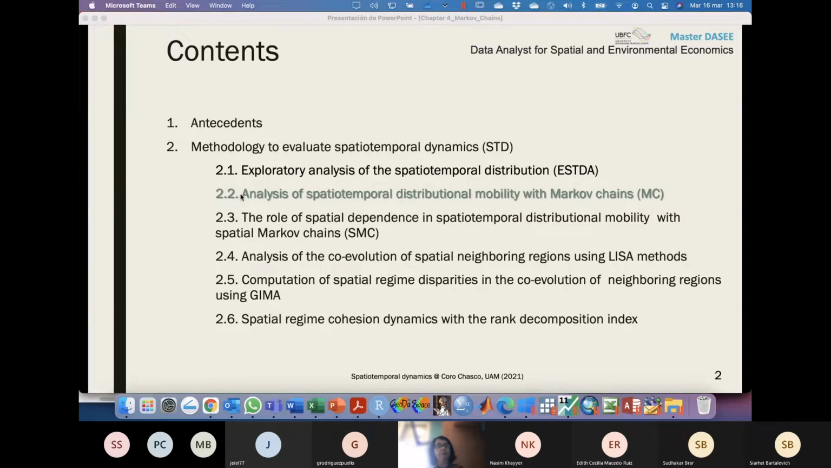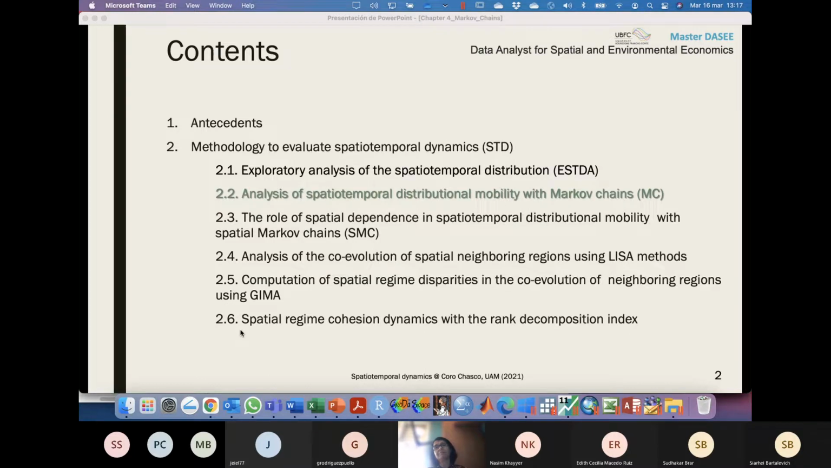this is the second step. So after the exploratory analysis with the box plots or the scatter plots and Moran's I in order to look for regimes, spatial regimes, or with data kernels too, we go further. A new step will consist in the analysis of this distributional mobility with Markov chains. So now we are not taking into account the spatial dependence issues; this is what we will do the next day. The last day, we will tackle these 4 steps.